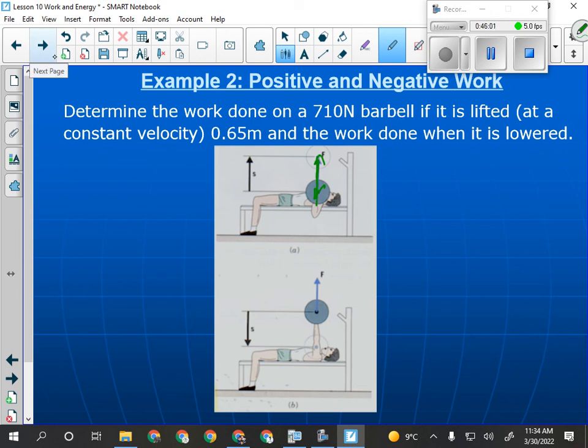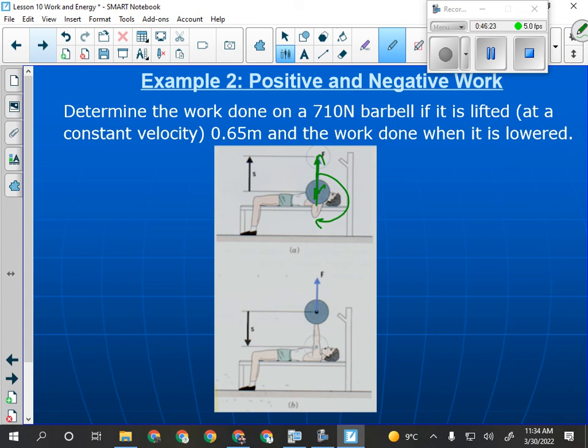All right, so when this goes up, the force I'm exerting is in the same direction as the work. So theta is what number? 0. When I lower it, I'm exerting a force upwards. Which way is the barbell moving? Down. What's that angle? 90 would be at a right angle.